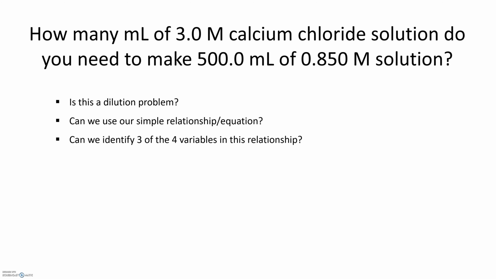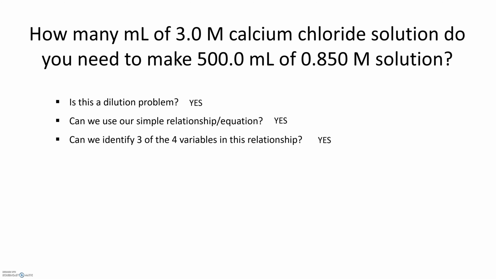Let's kind of make a little movie in your head of what's going on there. You're starting with a bottle that says 3.0 moles per liter on it, and you're trying to make a certain volume, 500 milliliters, of a lesser molarity. Note that the molarity went from 3 to 0.850. That's a dilution. It's gotten less concentrated. So yes, it is a dilution problem. And yes, we can use our same relationship.